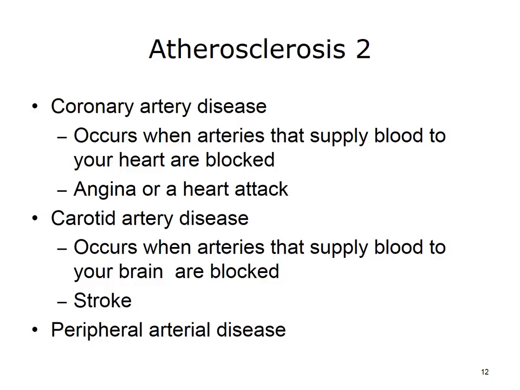In coronary artery disease, the arteries that supply blood to your heart become blocked. When blocked, you can suffer angina, which is the medical term for chest pain. You could even have a heart attack.